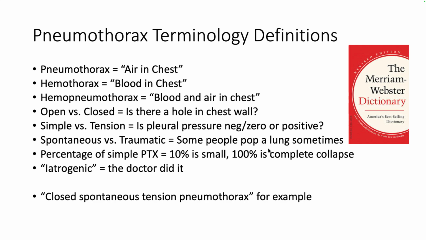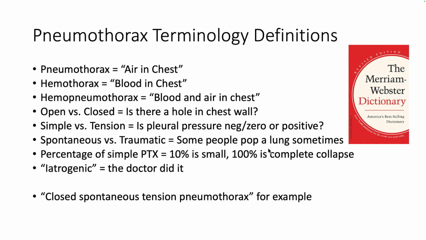Now, if I have a simple pneumothorax, which just means that there's some air between the chest wall and the lung, then we can quantify that. And that can go anywhere from 0 to 100%. So a 1% or a 10% pneumothorax means that 10% of the pleural space is full of air rather than lung. Whereas 100% means that the lung is completely collapsed and that whole side of the chest is just air.